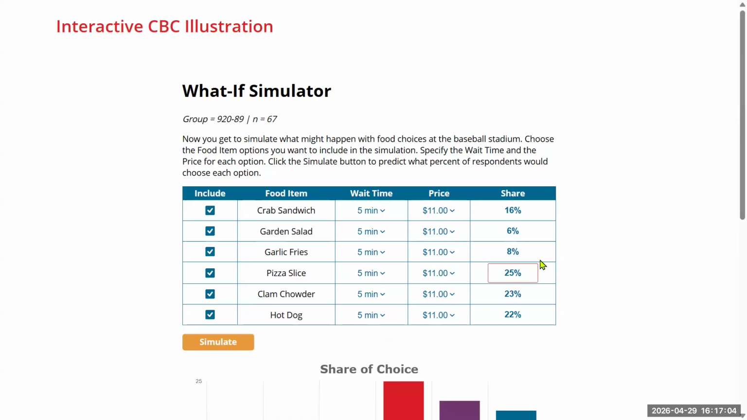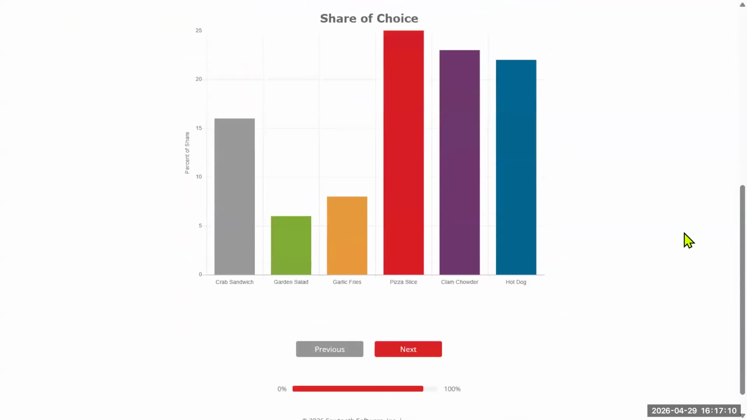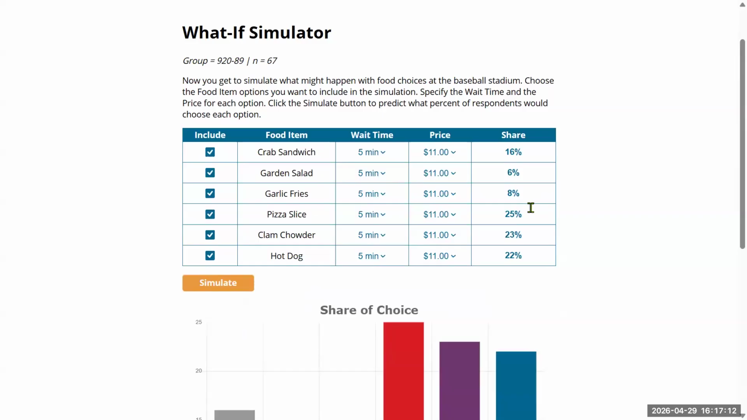I really only need to stock 4 foods. I can get rid of the fries and the salad. And what's my remaining market share? It's pretty high, actually. Like everybody's buying in this market. Nobody's skipping dinner. That's what it looks like, even if they have to wait and pay a high price.